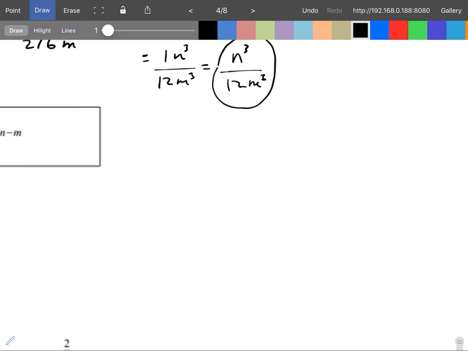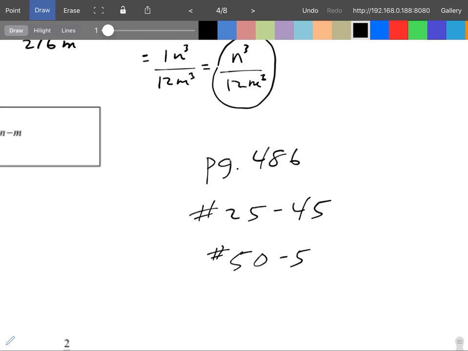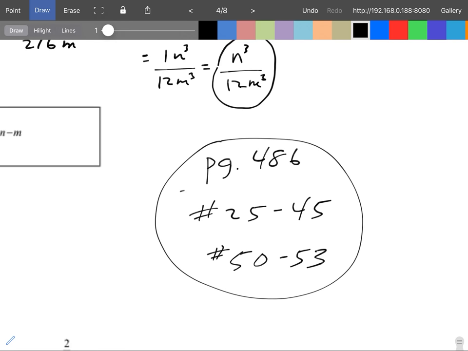Let me write your assignment down for you real quick. So your assignment is, it's on page 486. You have got numbers 25 through 45. And then also numbers 50 through 53.